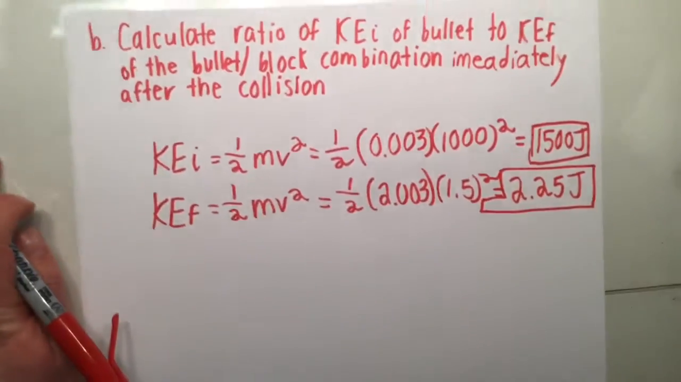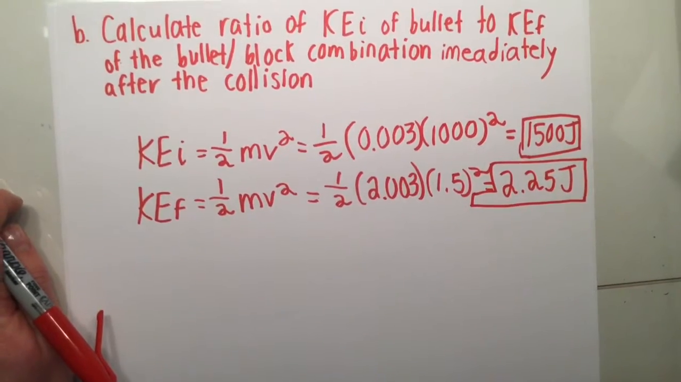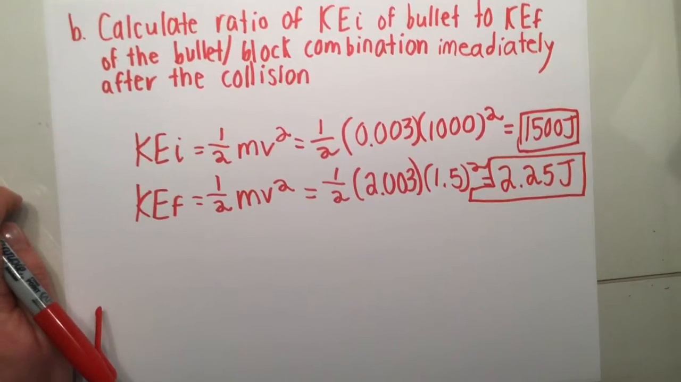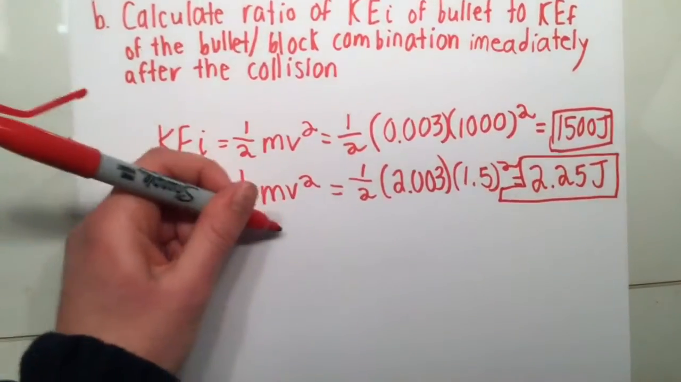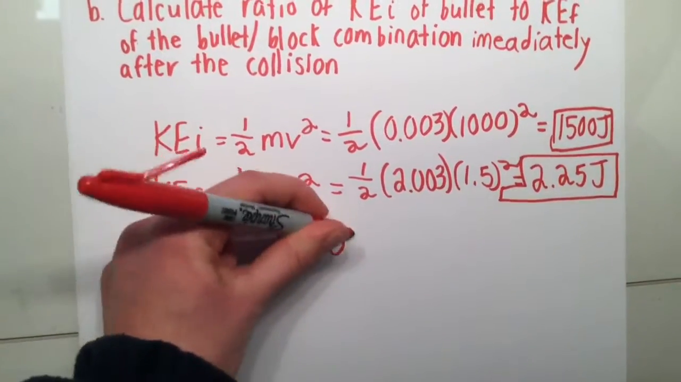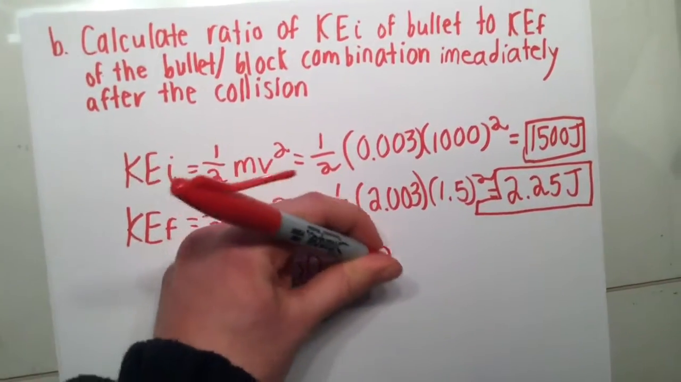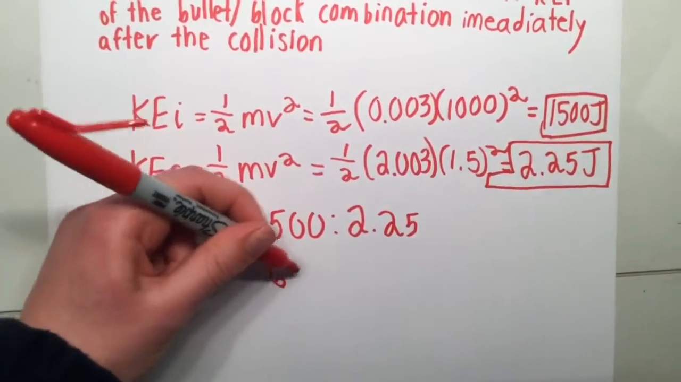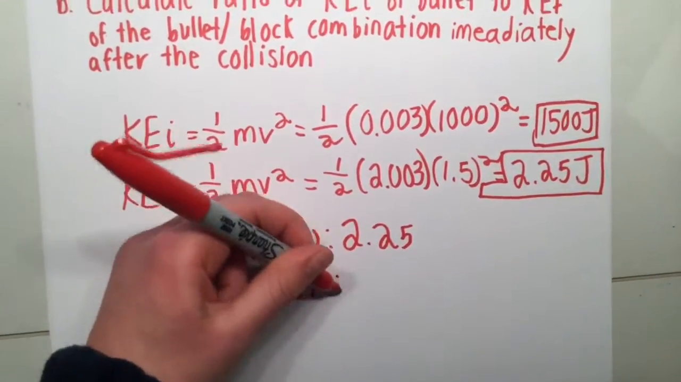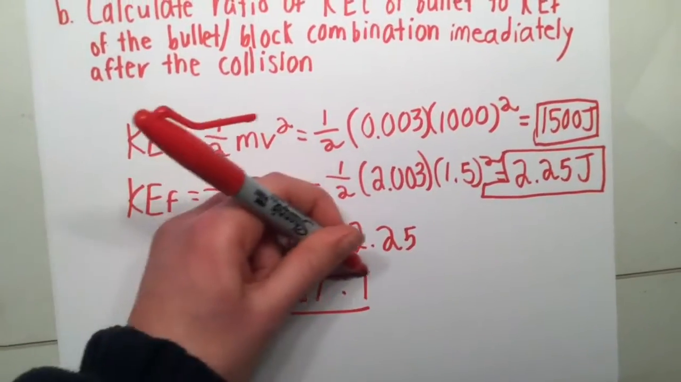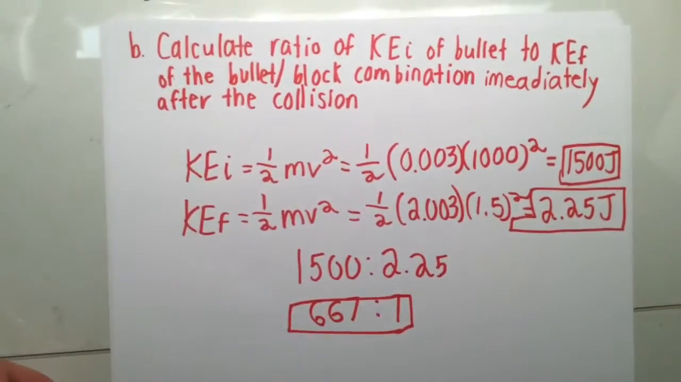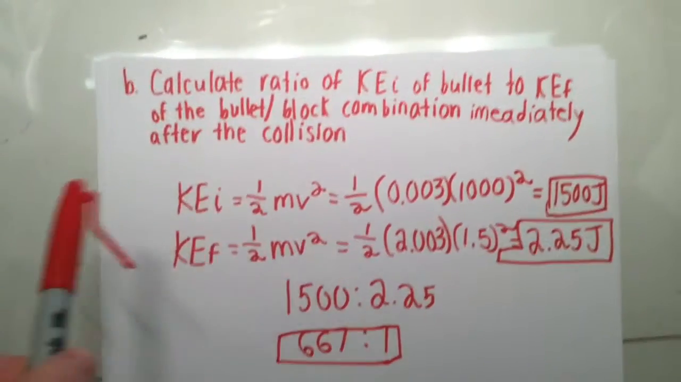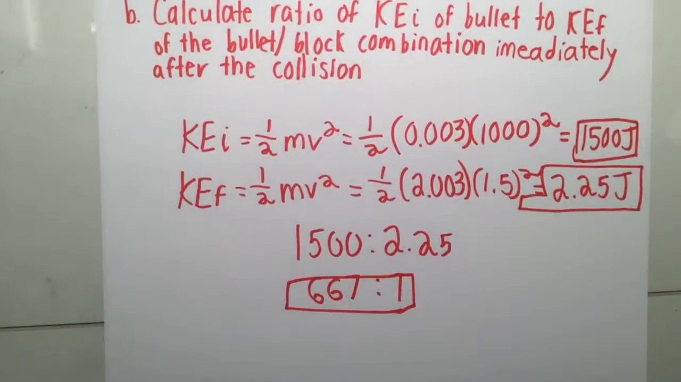So now we have both the initial kinetic energy and the final kinetic energy, and now we just need to find the ratio of the two. So we write a ratio 1,500 to 2.25, and by reducing this ratio, we find that it is 667 to 1 is the ratio of the initial kinetic energy to the final kinetic energy.